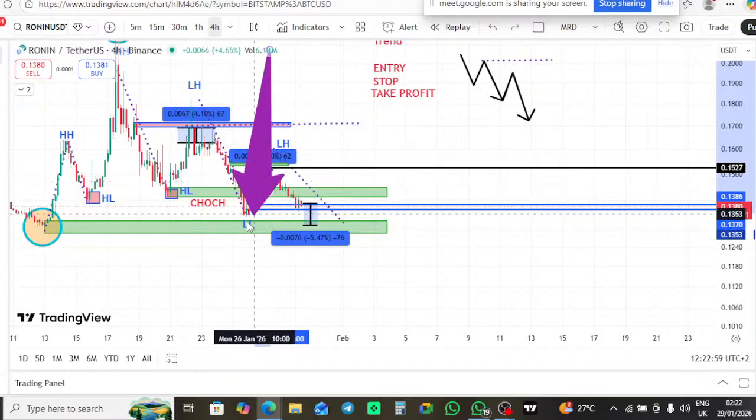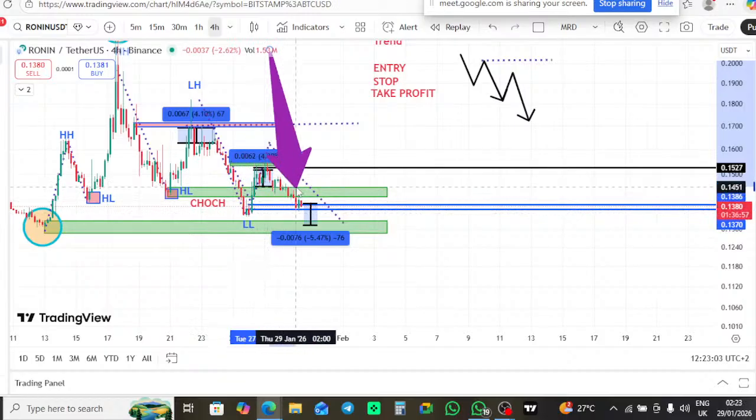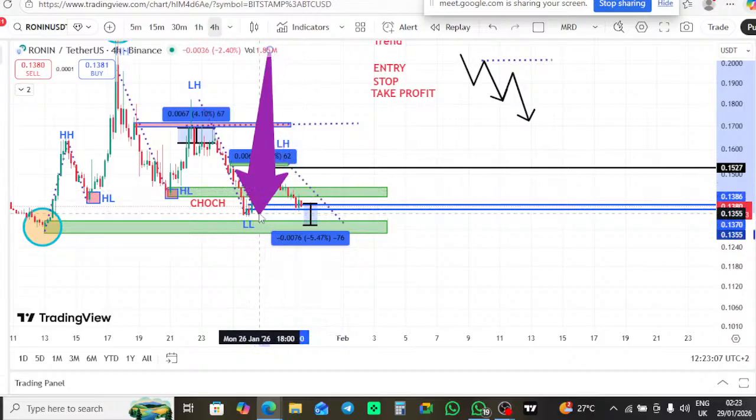But since we know the destination where the market is going, I can enter along the way while it is dropping. Because I know it will break this now. It will take off this. Have you copied that?